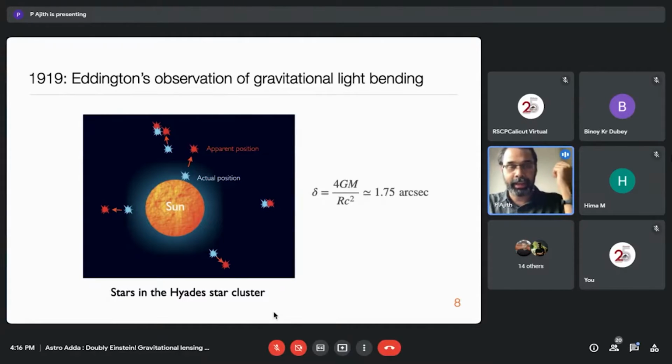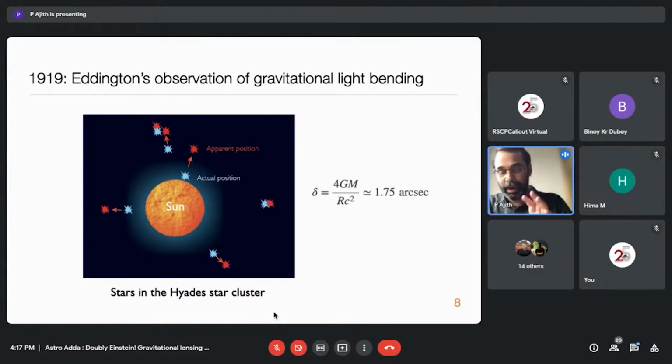And you can see that the closer the star is to the limb of the sun, the larger is the shift in the angular position during the eclipse. And the typical shift is of the order of an arc second or so, quite small, but it is still possible to measure it. And comparing it with the reference photograph, one could actually measure the apparent shift, which was found to be consistent with the prediction of Einstein's theory.